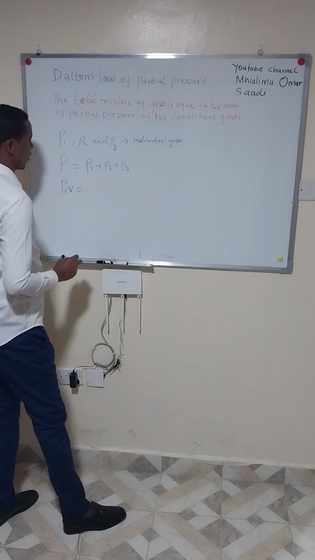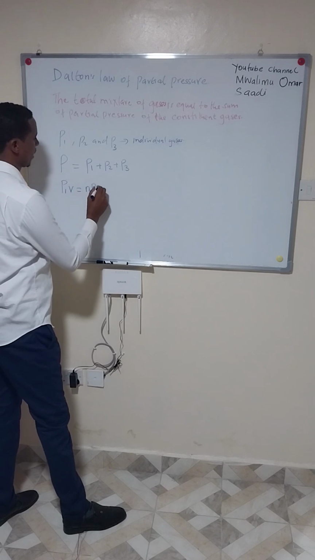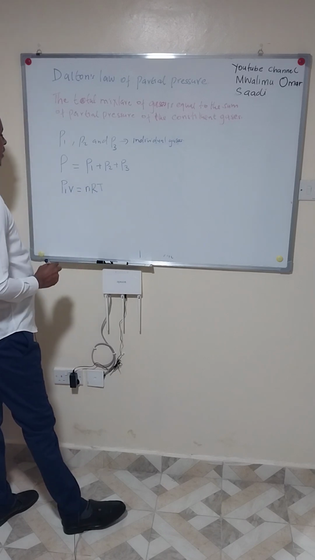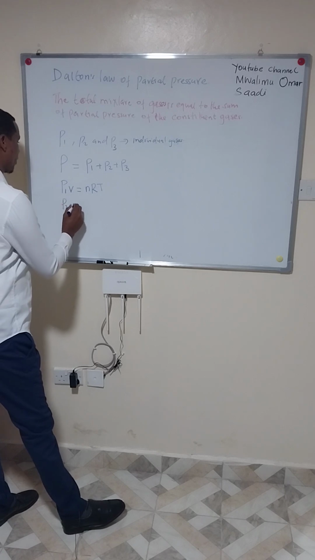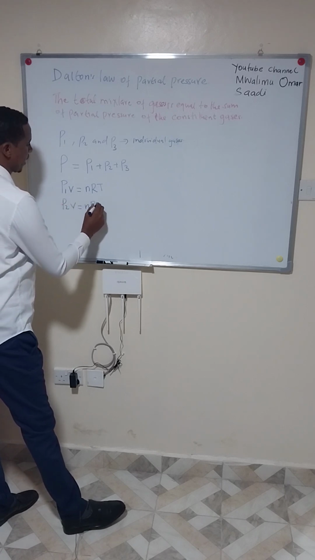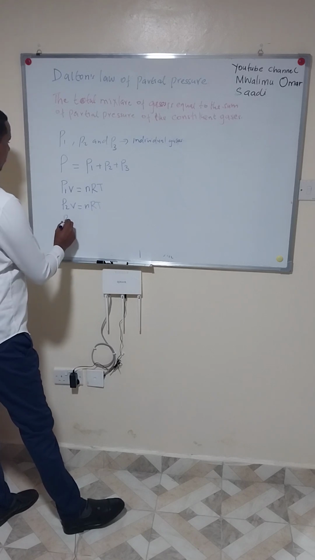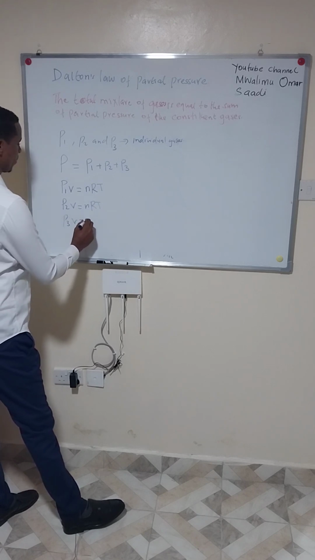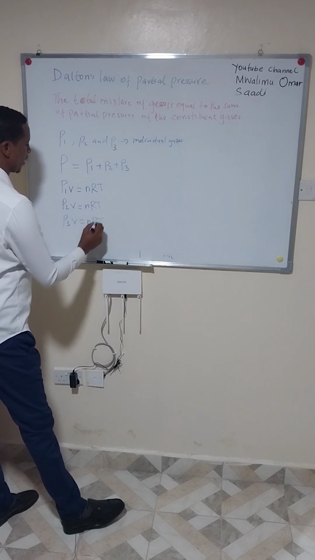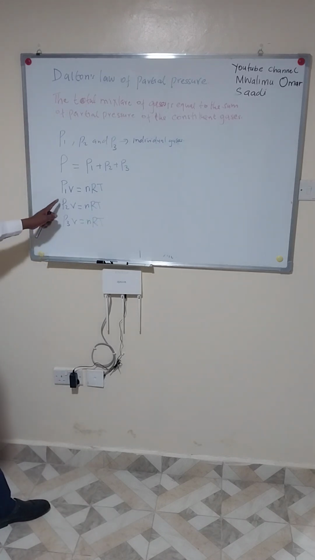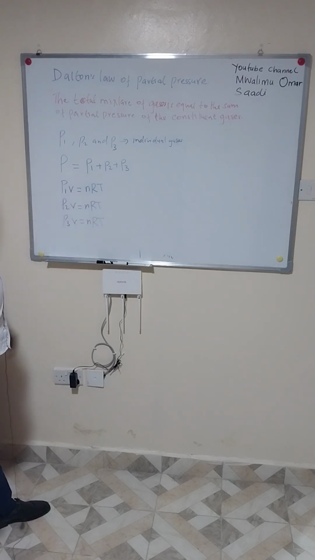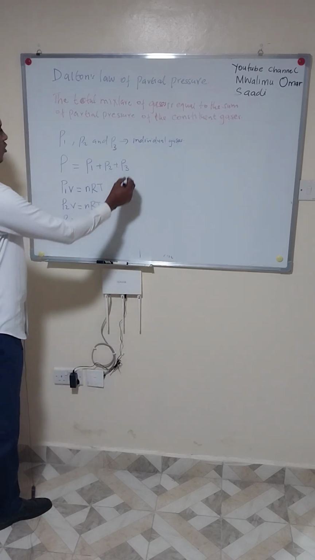So considering the ideal gas equation, we will have P1V is equal to n1RT, and then P2V will be equal to n2RT, and lastly P3V will be equal to n3RT. So this simply means the partial pressure P1 will be equal to n1RT over V, and P2 will be equal to n2RT over V, and the same applies to P3. Keep in mind that volume and temperature are kept constant.